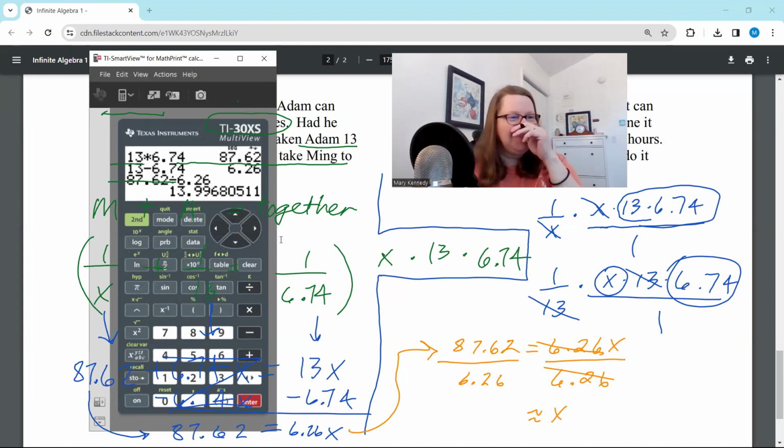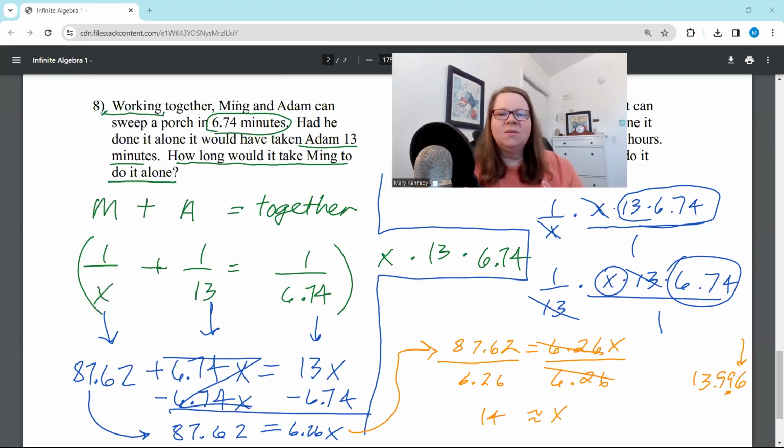In this case, I'm going to go to the hundredths place. So 13.99, but after that 9, there's a 6. Think of money: $13.99, but that 6 makes it go up to the next penny, which is 14. So this actually rounds to about 14. And we were talking about minutes, the time it takes to sweep the porch. So we got 14 minutes.